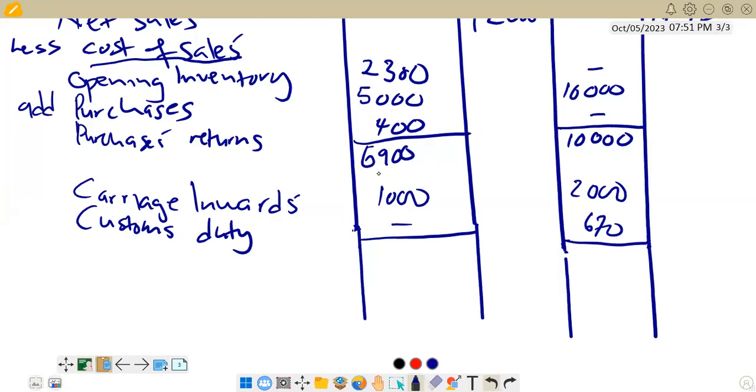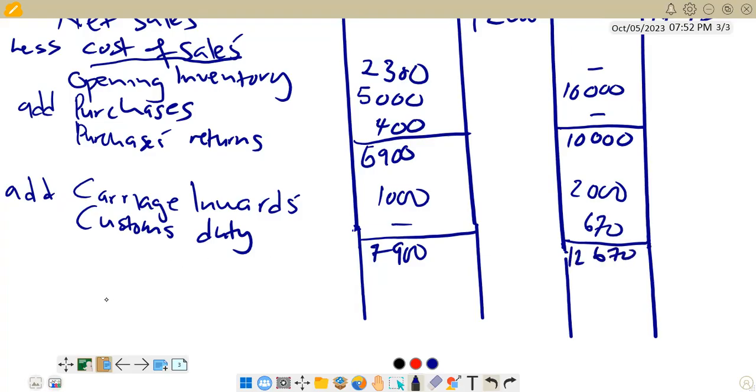On cosmetics, we're going to say 6,900. Then we add carriage, so 6,900 plus 1,000, we get 7,900. Then here we say 10,000, then we add 2,000, then we add 670, and we get 12,670 here.